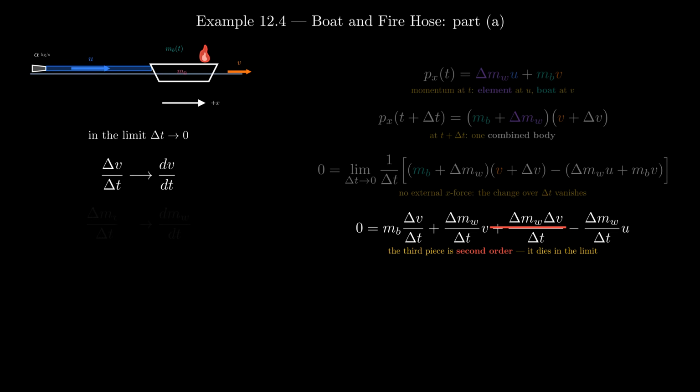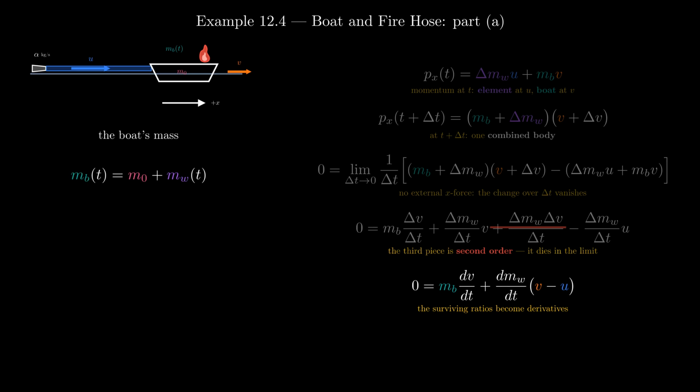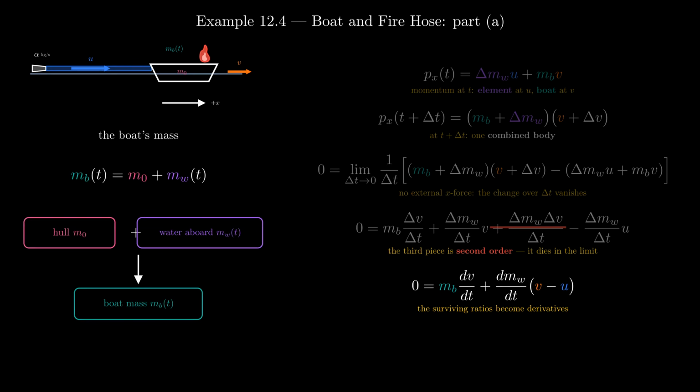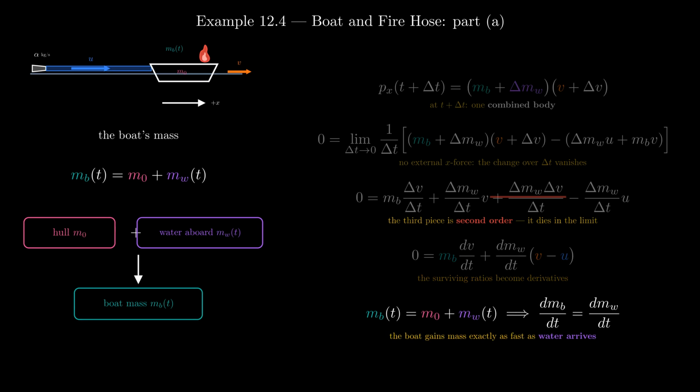Delta v over delta t goes to dv dt, and delta m sub w over delta t goes to dm sub w dt. The result, 0 equals m sub b dv dt plus dm sub w dt times v minus u. One tidy step remains. The boat's mass is the hull plus the water aboard. M sub b of t equals m0 plus m sub w of t. Differentiate, dm sub b dt equals dm sub w dt.